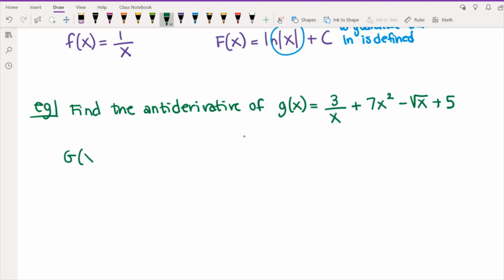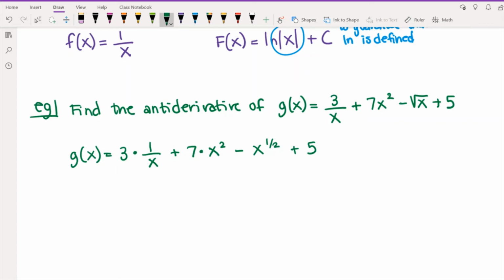So I'm just going to rewrite this function with that in mind. It's basically going to look exactly the same, but I'm just going to separate out that 3 from the 1 over x and really emphasize how we're not going to focus so much on the constants, and then I'll write the square root of x as x to the 1/2, and then we have plus 5.